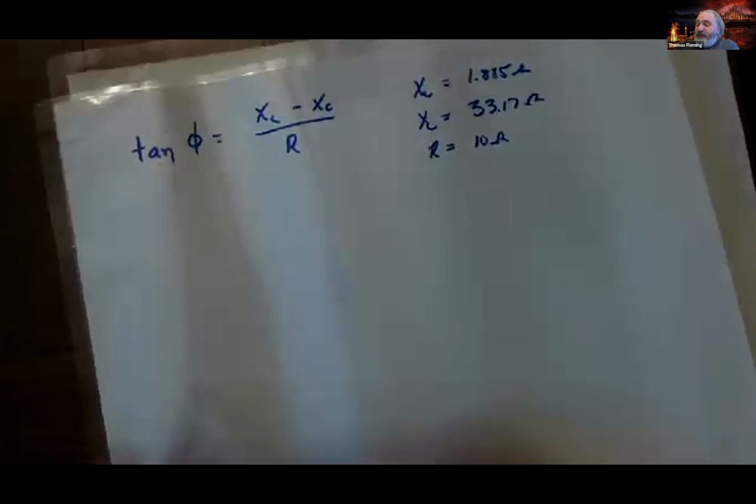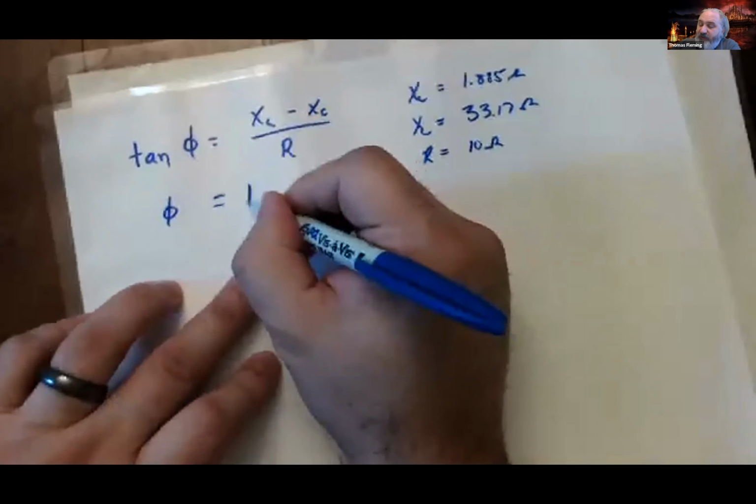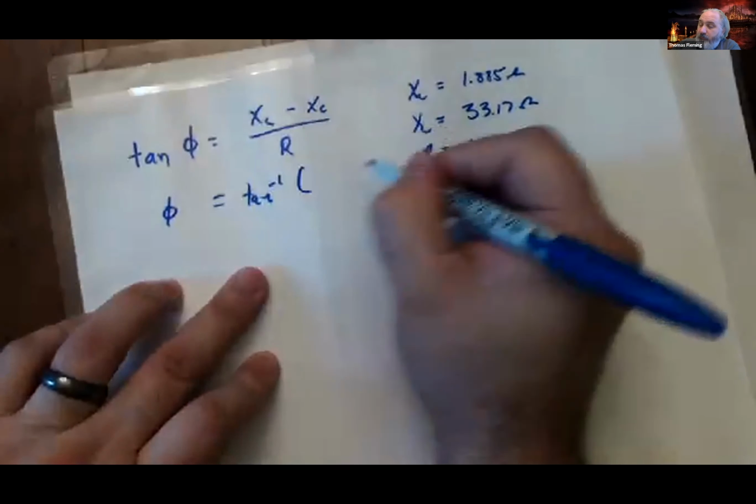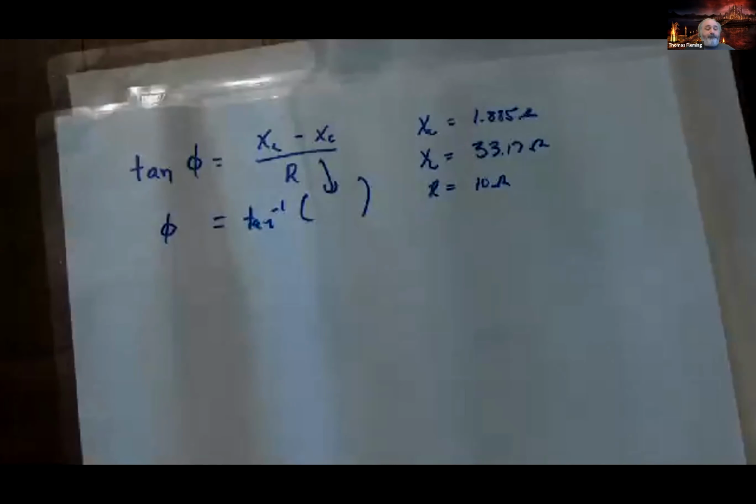So if we're looking for that phase angle, it's going to be the inverse tangent of all that stuff. And so when I crunch that in, 1.885 minus 33.17 is going to give me a negative numerator. I'm dividing that by 10, I'm getting negative 3.1285. And I take the inverse tangent of that.